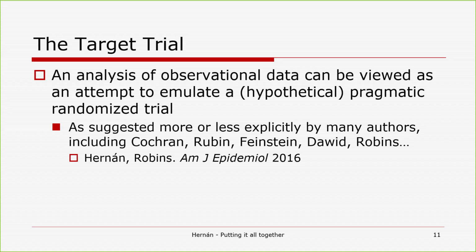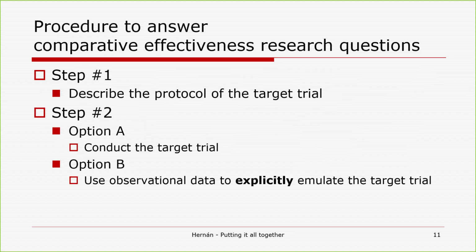So these are people who have been thinking about causal inference, and essentially what they're saying is that we're trying to emulate randomized trials using the observational data. And that is why we use the observational data. So, the two steps of causal inference.